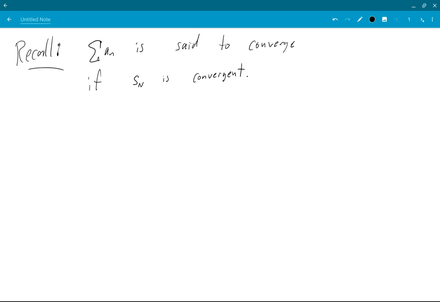What I forgot to mention is in this case, we write the summation of an is equal to this limit as n goes to infinity.